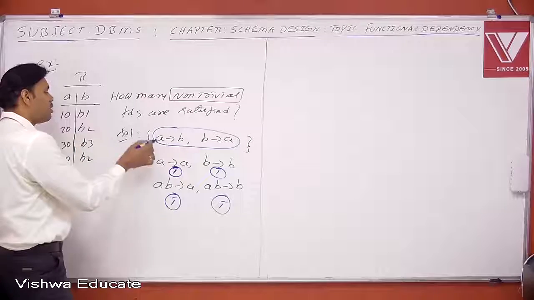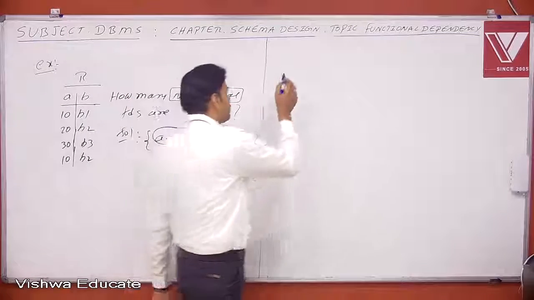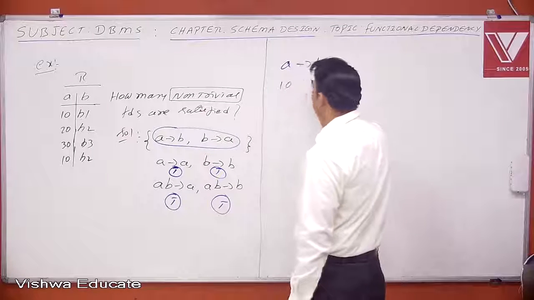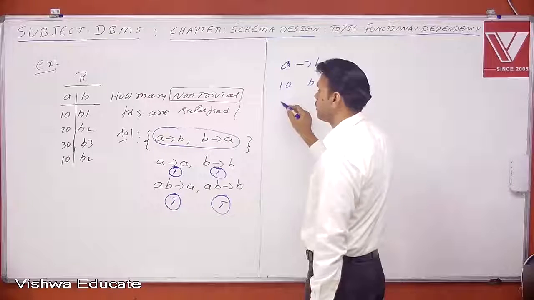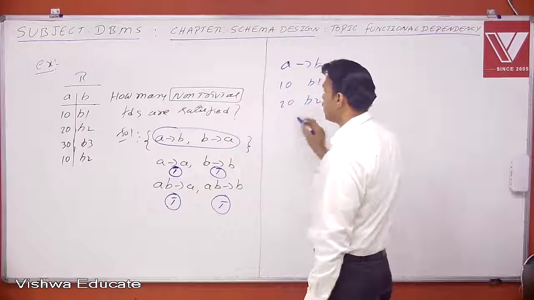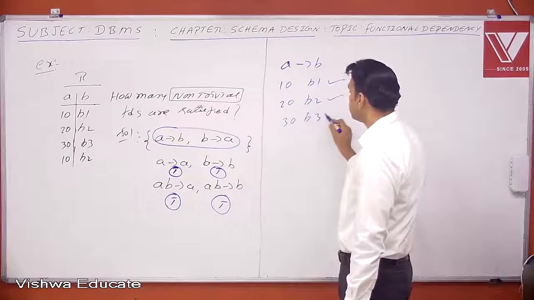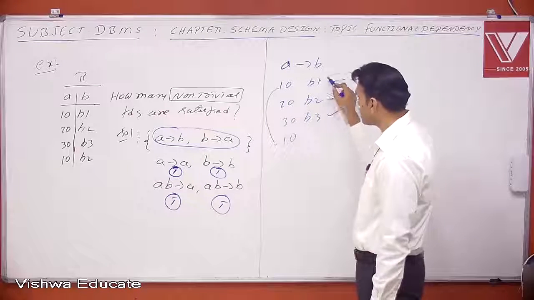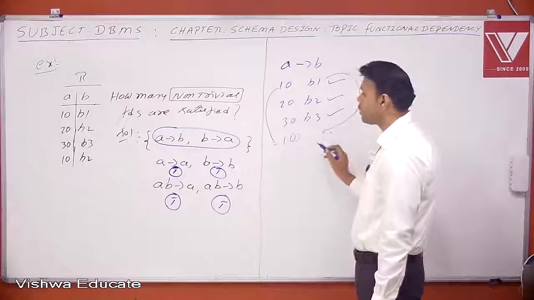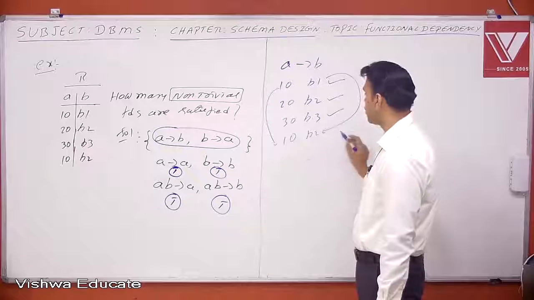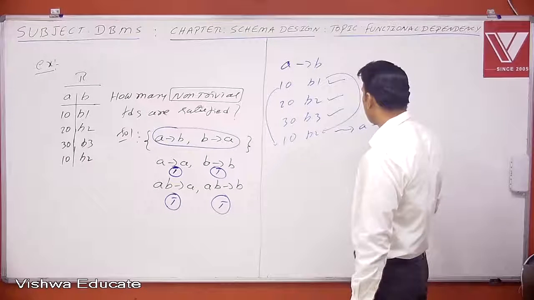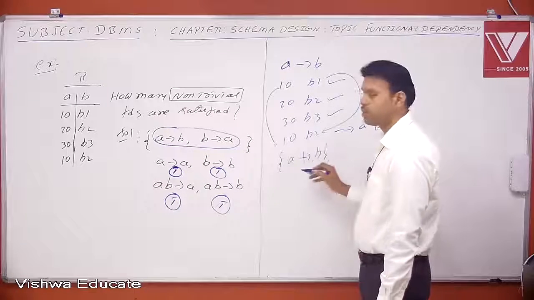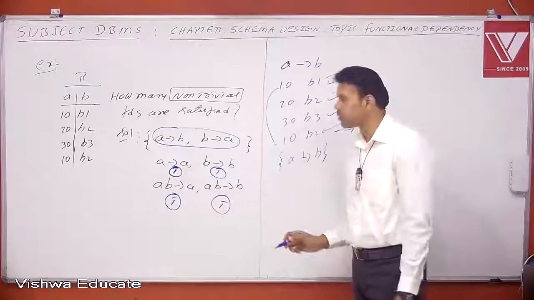Okay. Now tell me, is A→B satisfied? 10 B1 satisfied, 20 B2 satisfied, 30 B3 satisfied, but 10 is repeating. When 10 is repeating, what has to repeat? B1 has to come, but what is given? B2. This indicates that A does not imply B. So overall, A does not imply B.